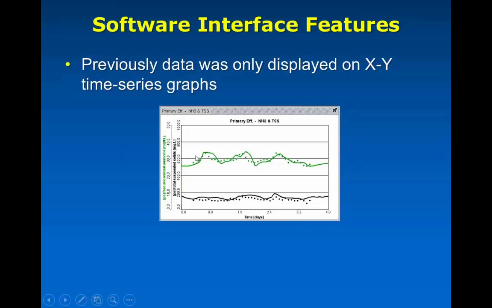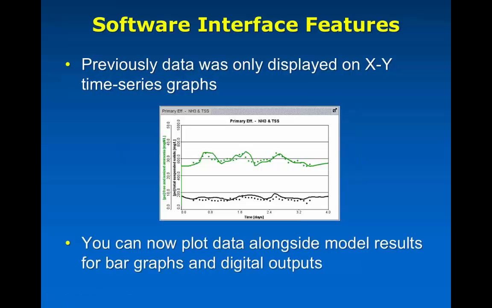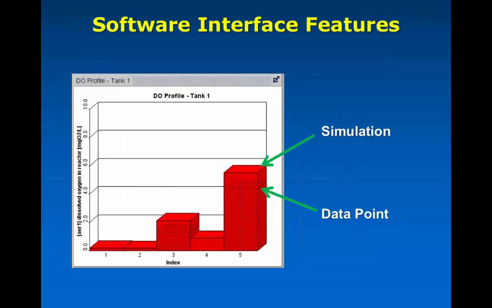Now you can plot model results alongside bar graphs and digital graphs as well. That means you can do this for steady state as well as dynamically. So we've increased the types of graphs where you can use this particular feature. In this case, and I'll show you a dynamic version of this in a moment, the solid bar is the simulation and the hatched bar is the data point.